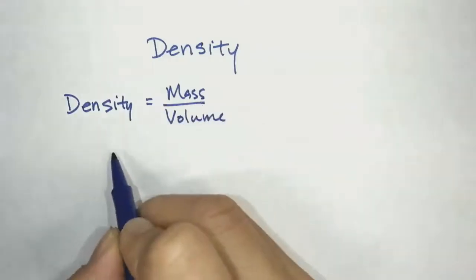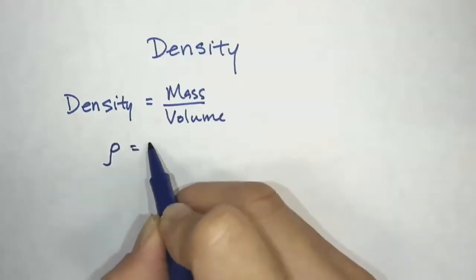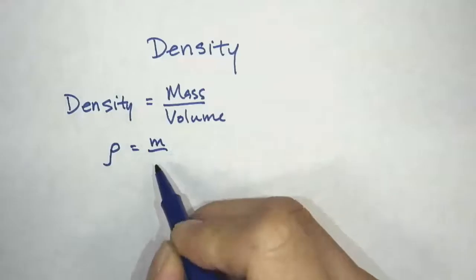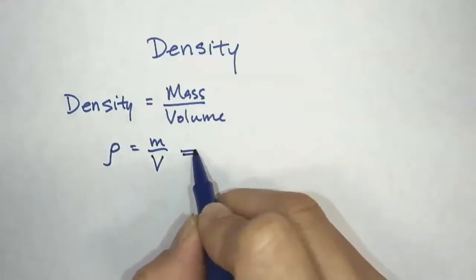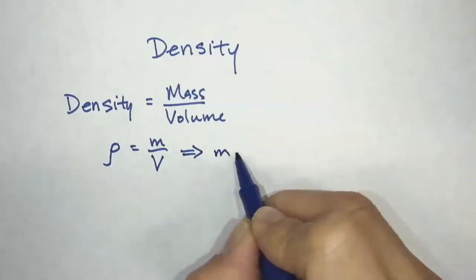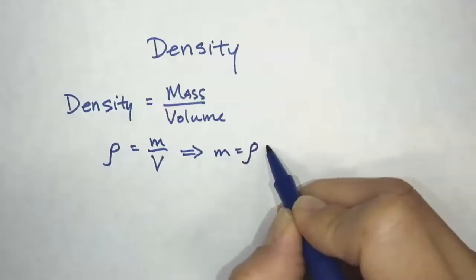The symbol for density is the Greek letter rho, the symbol for mass is m, and the symbol for volume is v. Sometimes it's helpful to solve for mass. If you know the density, you can solve for mass by taking the density times the volume.